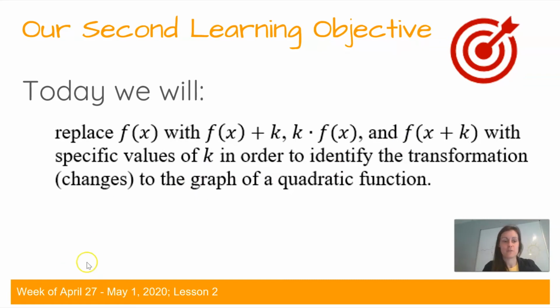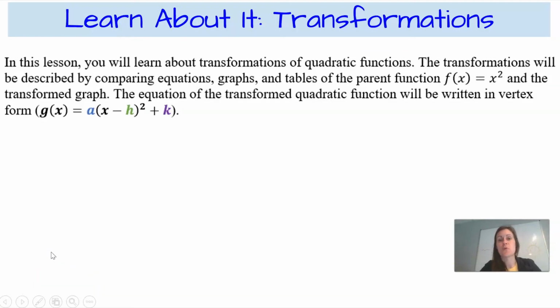In this lesson, we're going to transform quadratic functions, meaning we're going to move them around and shift and maybe stretch or shrink the graphs of the quadratic functions. The transformations are going to be described by comparing equations, graphs, and tables of two functions. The parent function, which is f of x equals x squared, is always going to be shown in red with a dotted graph, and it will be labeled, and the transform graph, which will be blue, is also going to be labeled as g of x.